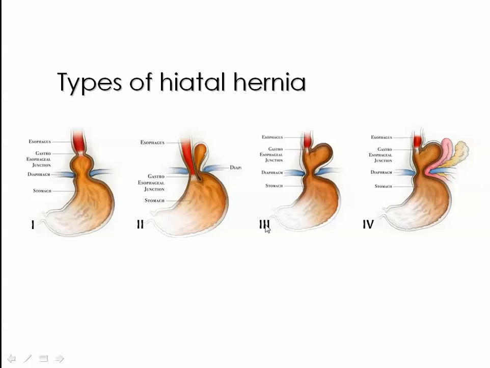Then type 3 is the combination of these two. The gastroesophageal junction is above the diaphragm, part of the gastric fundus is above the diaphragm, and also a good part is seen posterior to the stomach. Then type 4, meaning type 3 with some other organs herniating with the stomach, like the small bowel and the mesentery, as you can see here.